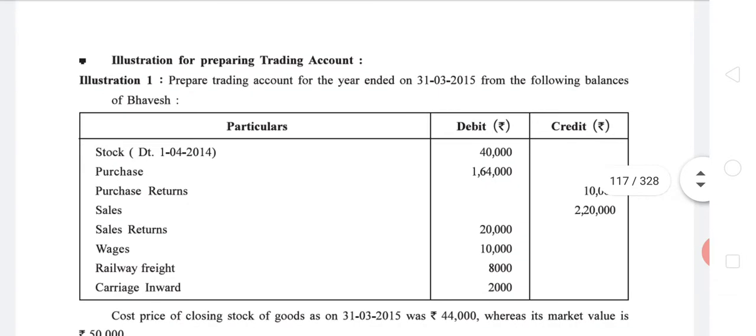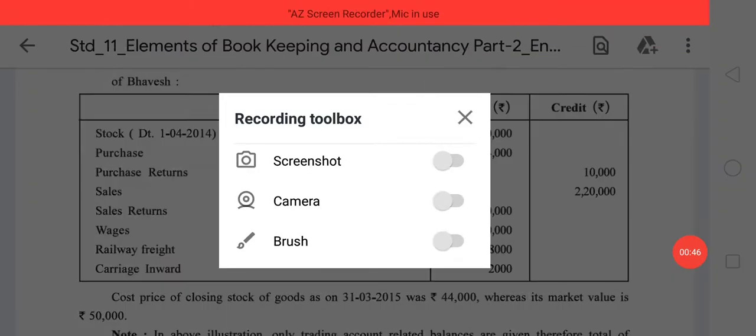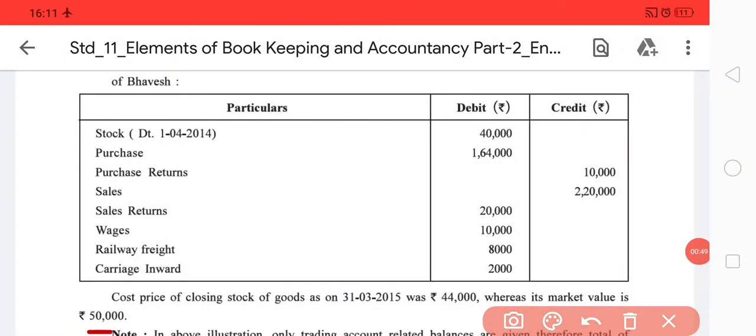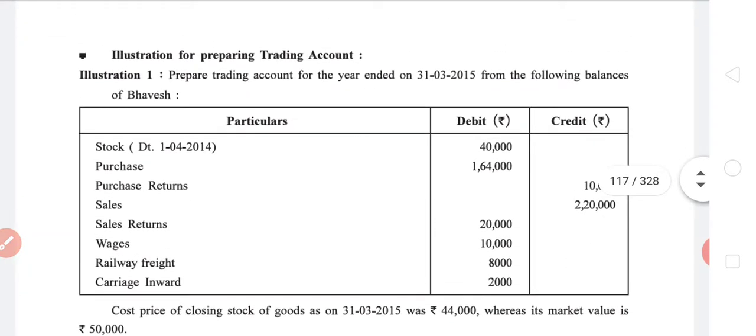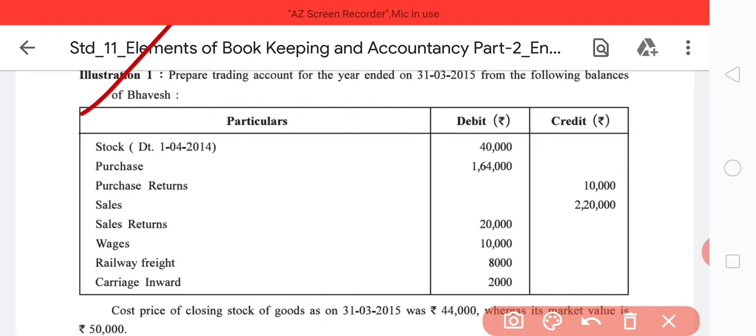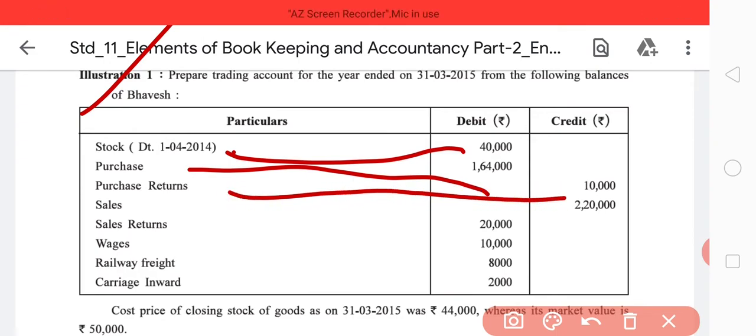Let's solve one illustration which is based on that trading account. Illustration 1. So in illustration 1, a table is given to you. You need to prepare trading account for the year ended 31st March 2015 from the following balances of Bhavesh. Stock on 1st April 2014 rupees 40,000. Purchase 1 lakh 64,000. Purchase returns 10,000. Sales 2 lakh 20,000.